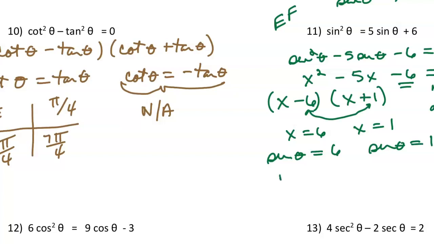Okay, there are no angles that have sine values of 6. If you look at your unit circle, sine will never go above a 1. It'll never go below a negative 1. So therefore, its range is that. You cannot have 6s. No angle is possible.